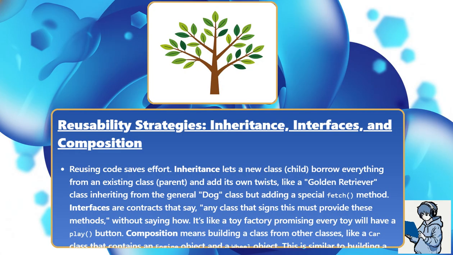Reusing code saves effort. Inheritance lets a new class called child borrow everything from an existing class called parent and add its own twists, like a golden retriever class inheriting from the general dog class but adding a special fetch method. Interfaces are contracts that say any class that signs this must provide these methods without saying how. It's like a toy factory promising every toy will have a play button. Composition means building a class from other classes, like a car class that contains an engine object and a wheel object. This is similar to building a robot from separate Lego pieces.